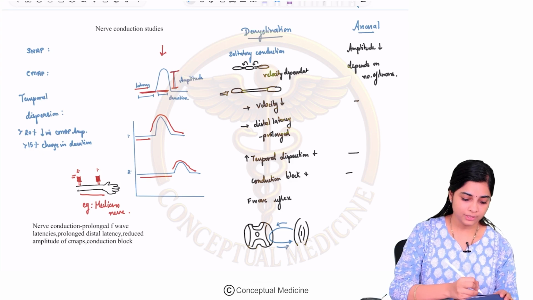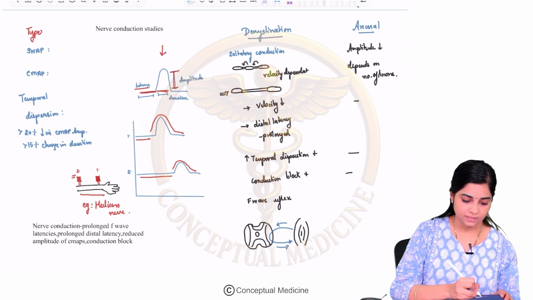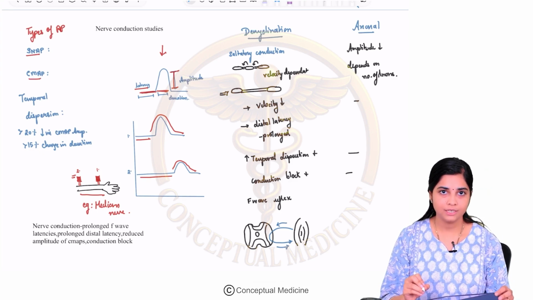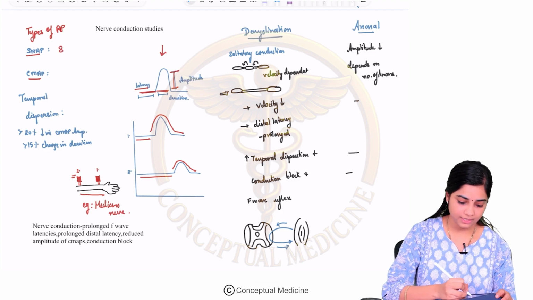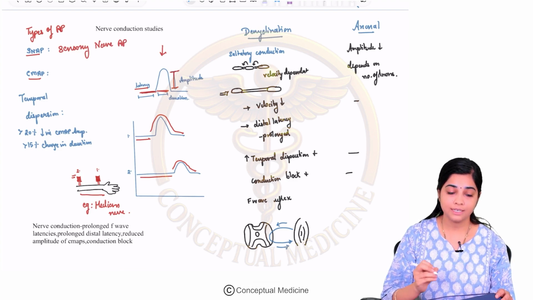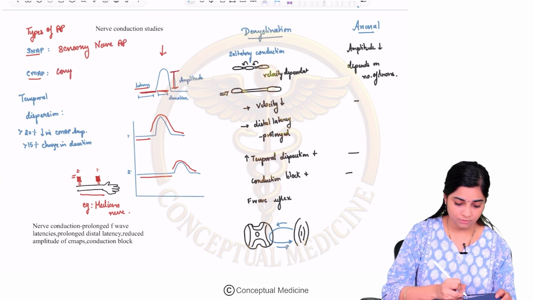Then you get two types of action potentials: a SNAP and a CMAP. SNAP stands for sensory nerve action potential. CMAP stands for compound motor action potential.